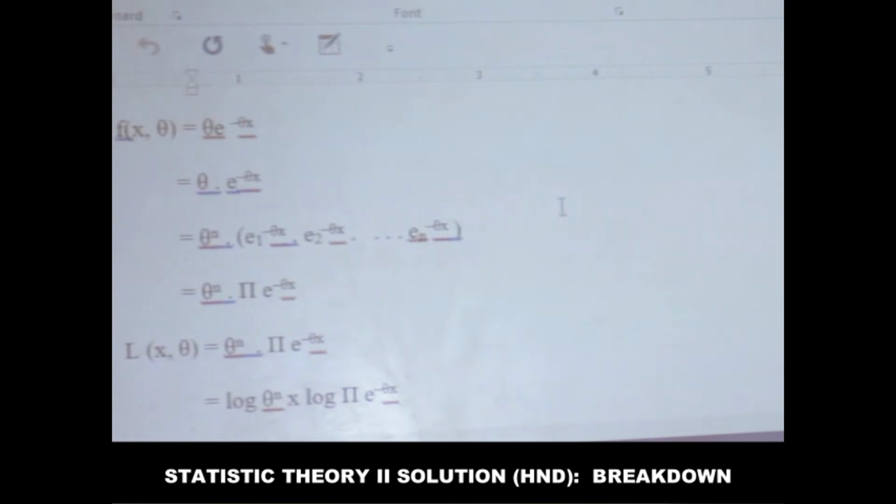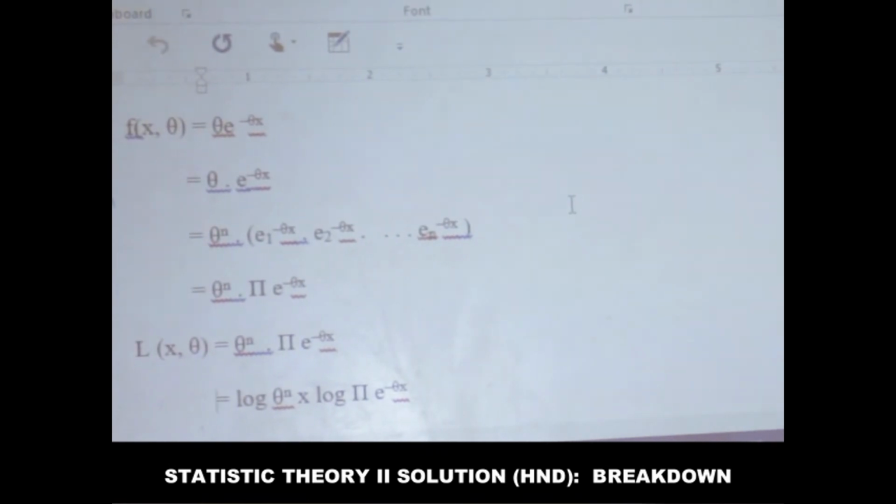If n is 1, then we are going to stop at e1. If n is 2, we are going to stop at theta e2. Now that's why we have theta in bracket, theta raised to power n, dot stands for multiplication, in bracket e1 raised to power minus theta, dot e2 raised to power minus theta x, and so on till you have en raised to power minus theta x.